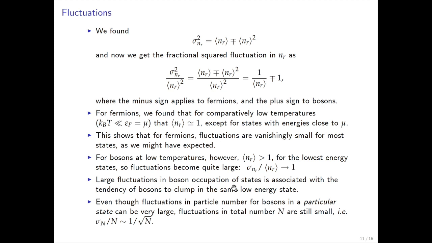Now, one thing we need to mention is that even though for bosons in particular the fluctuations in the individual states can be large, so fluctuations in particle number or mean occupation number for bosons in a particular state can be very large, fluctuations in total N, as we've argued before, are still really small. That is, the fractional deviation of N divided by N is always order 1 over square root of N. And this is easy to see.